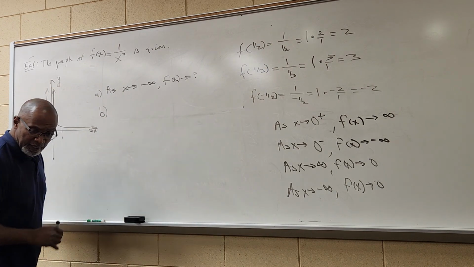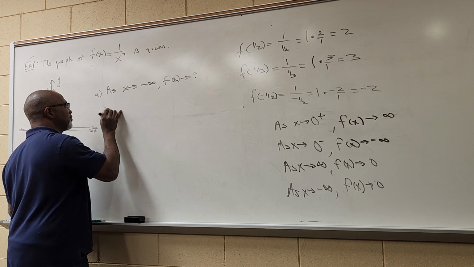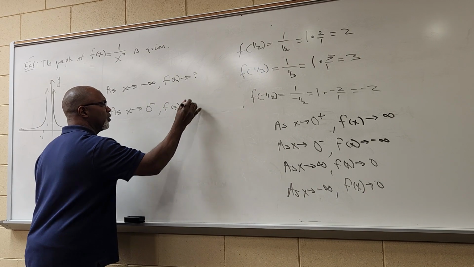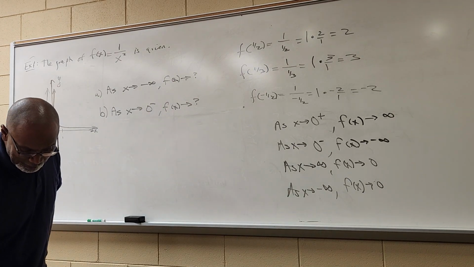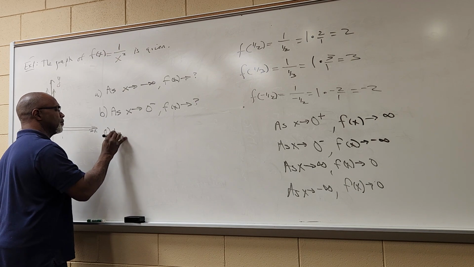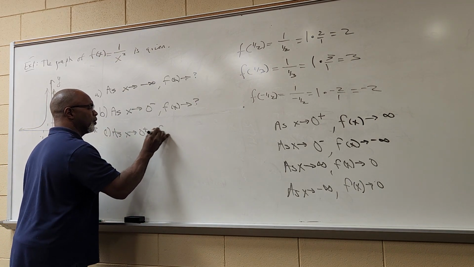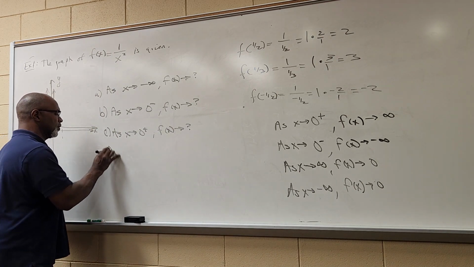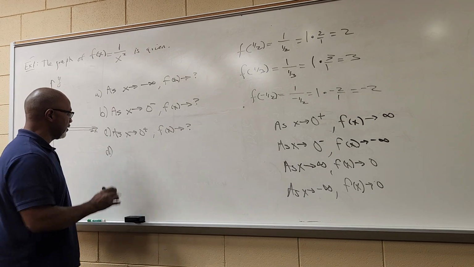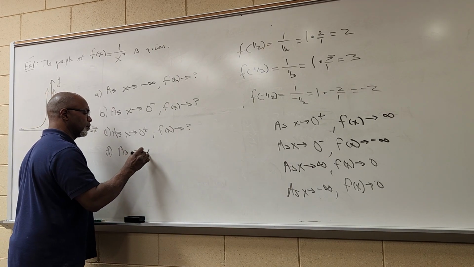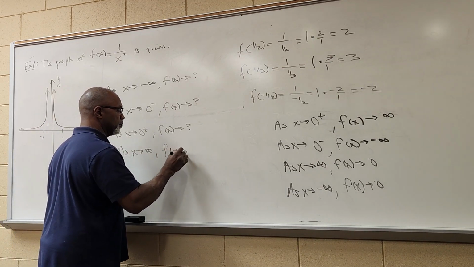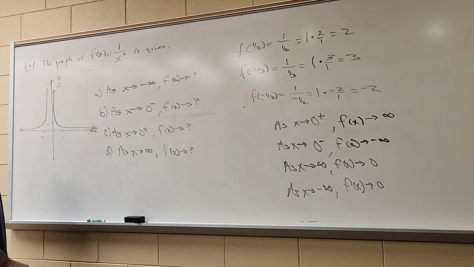B asks, as x goes to 0 from the negative side, they want to know where the function goes. C asks, as x goes to 0 from the positive side, they want to know where does the function go. D says, as x goes to infinity, they want to know where the function goes. Okay? We want to answer those 4 questions.